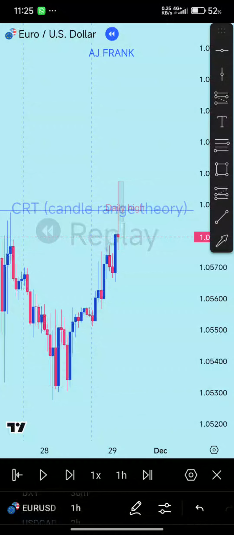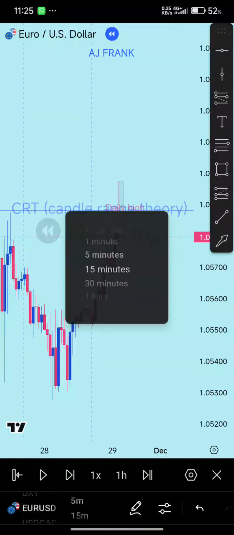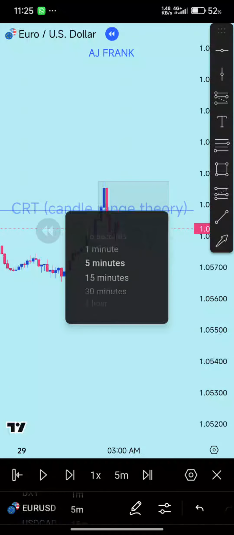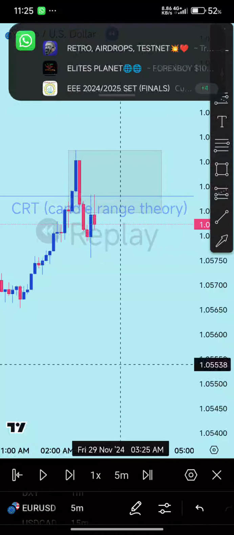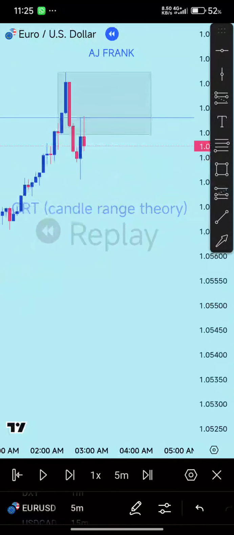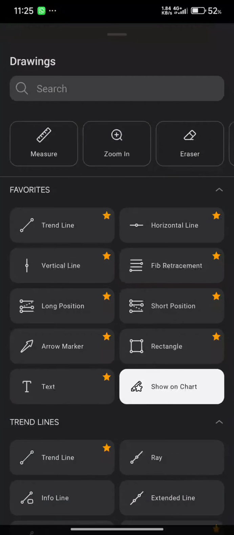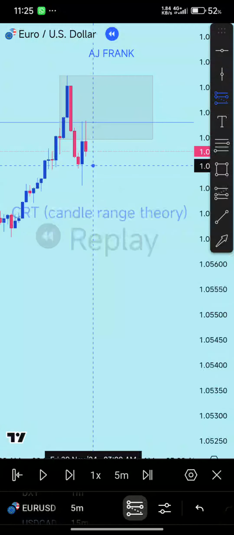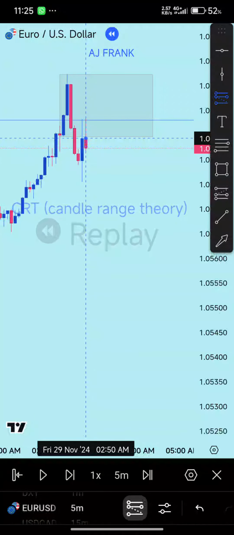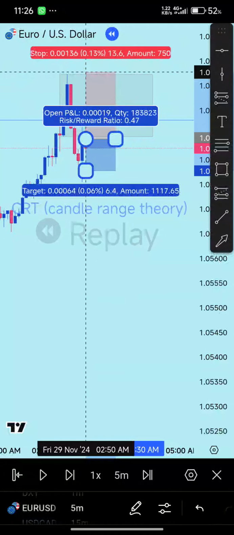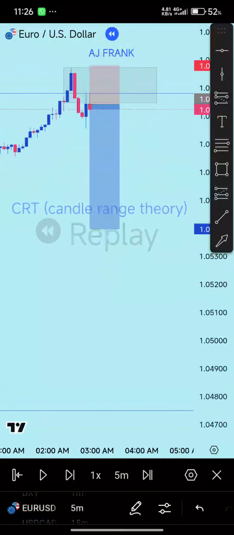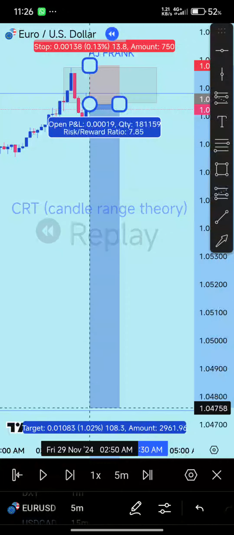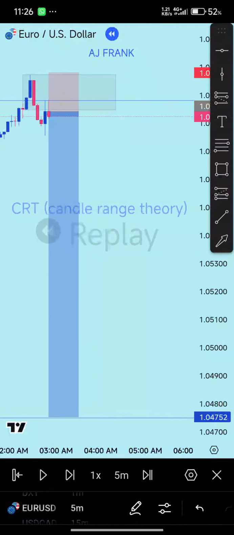But I prefer using 5 minutes for my entry. 5 minutes or 15 minutes, that's what I use. But I'll be using 5 minutes because I've already seen a perfect entry right here, so no need going to 15 minutes. So I'm going to take my entry right here, then my SL just above the 5 minutes high, and then my TP will go down to that daily low. You see the daily low, that's where my TP is going to go.